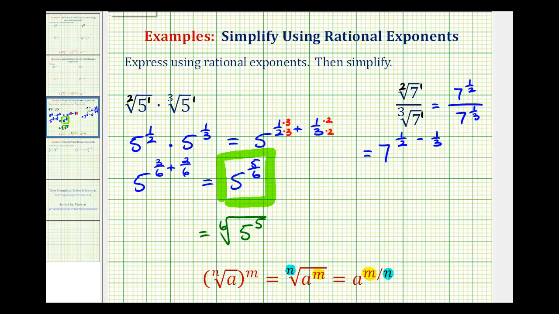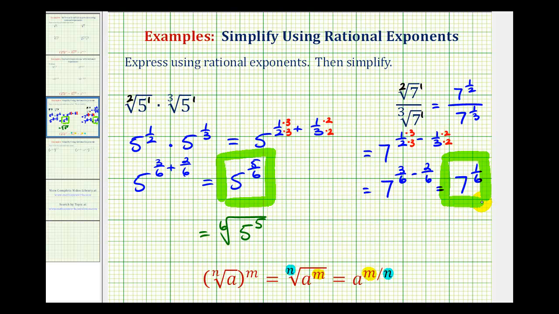And again, to subtract these exponents, we'd have to have a common denominator of 6. So again, we'll multiply this by 3/3 and this by 2/2. So here we have 7 raised to the power of 3/6 minus 2/6, which would be 7 to the power of 1/6. And again, this would be our answer. So this would be our answer in rational exponent form.